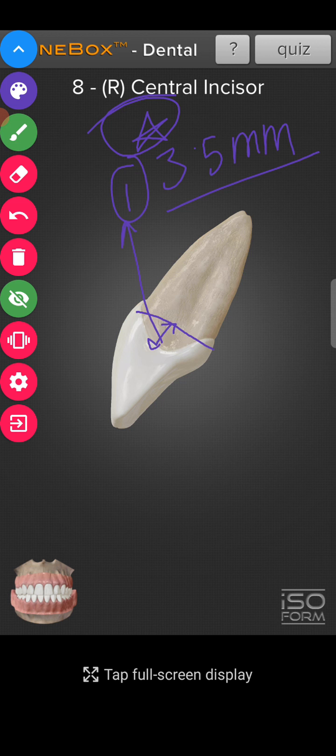Point number 2: if I observe it labially, I see a convex surface. So it appears convex labially, and I say it is concave lingually. Labially I see it convex, lingually I see it concave. Okay. And of course I talk about the shape. I say it is a slightly triangular wedge shape. So point number 4, I talk about the shape.